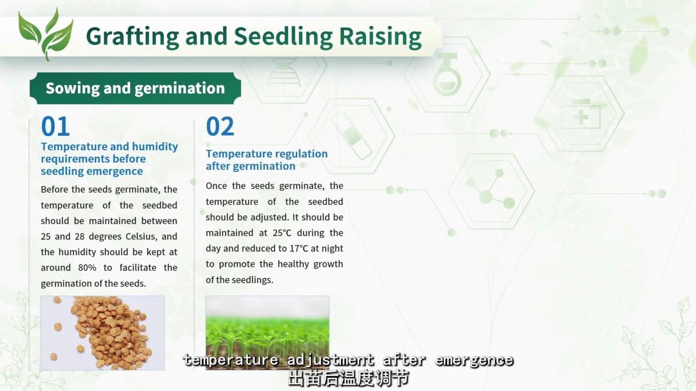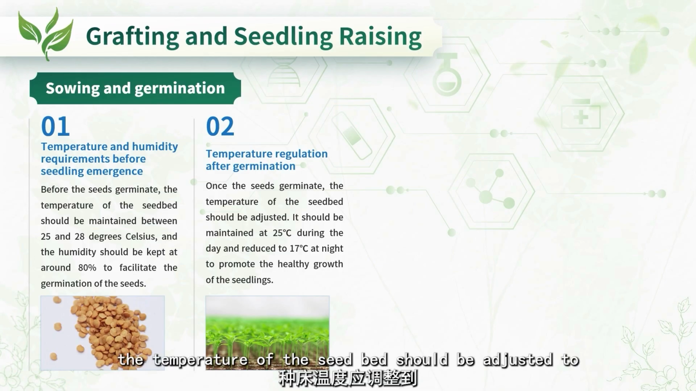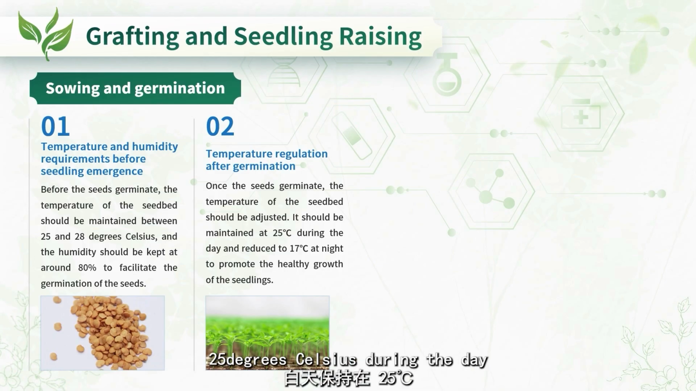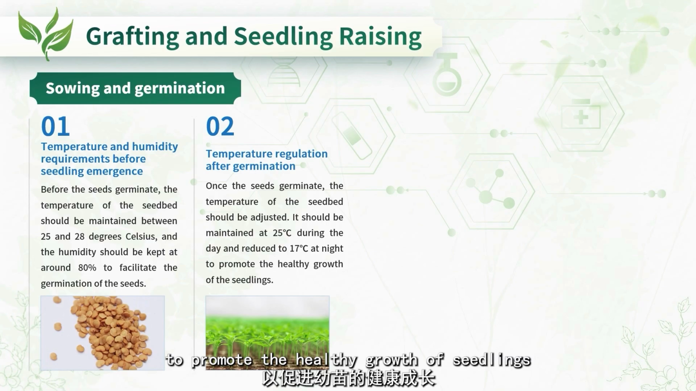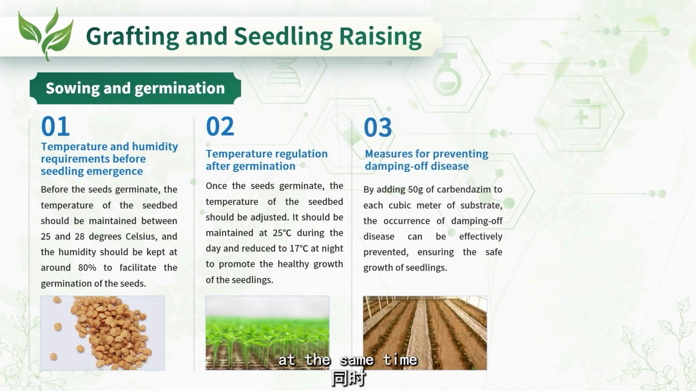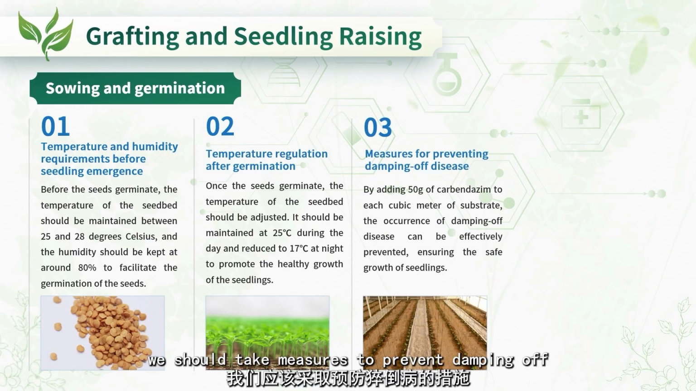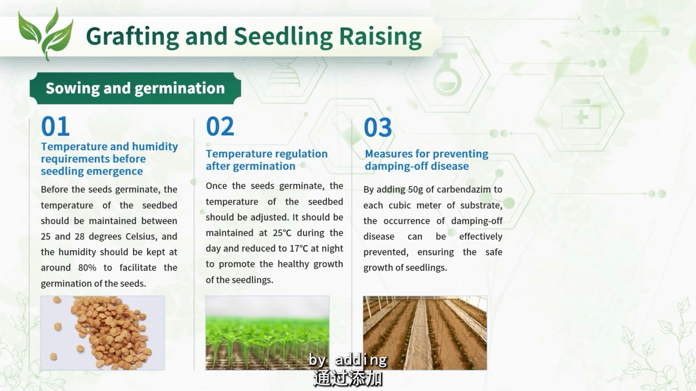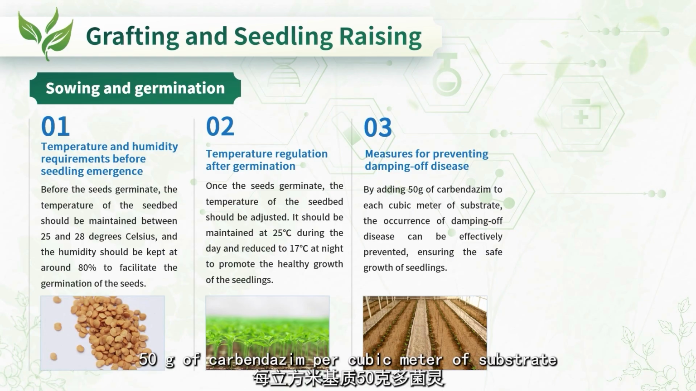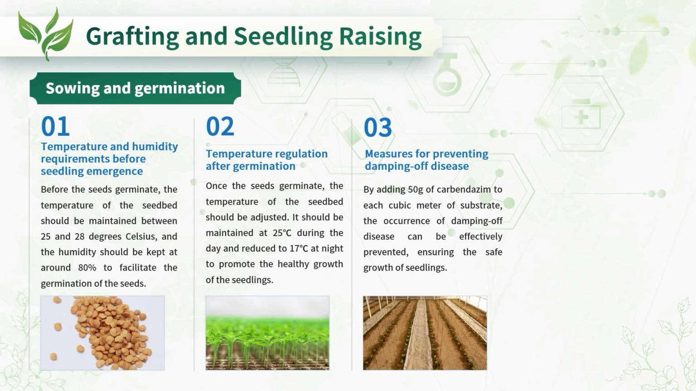Temperature adjustment after emergence. Once the seeds emerge, the temperature of the seedbed should be adjusted to 25 degrees Celsius during the day and 17 degrees Celsius at night to promote the healthy growth of seedlings. At the same time, we should take measures to prevent damping off by adding 50 g of carbendazim per cubic meter of substrate. The occurrence of damping off can be effectively prevented, ensuring the safe growth of seedlings.